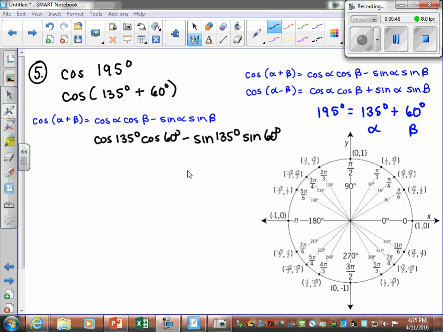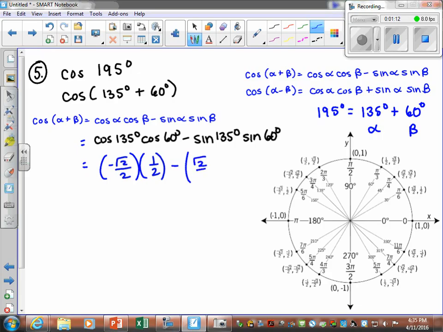First thing I want to do is evaluate cosine at 135. So we come to 135, cosine value is going to be negative square root of 2 over 2. Cosine of 60 is 1/2. Sine of 135, we come back over here, the sine value is going to be square root of 2 over 2. Sine at 60 degrees is going to be the square root of 3 over 2.